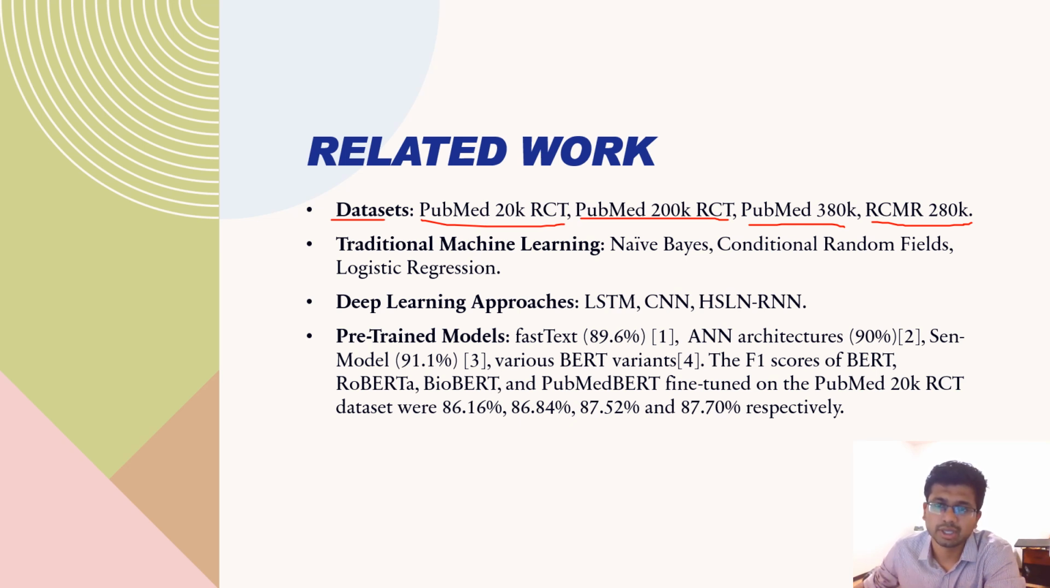PubMed 380K is made up of abstracts of 380K papers and is not specifically focused on RCTs. Thus, it includes sentences from various subdomains as well. And the same goes for RCMR 280K. This is a state of the art dataset, and it is built on top of the improvements made over PubMed papers. There were some improvements like segmentation of sentences in the abstract, encoding, and labeling mistakes. They all worked on that and created this state of the art dataset.